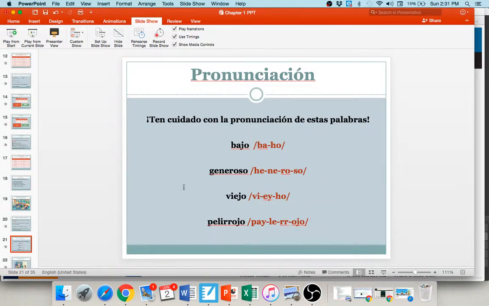Okay, be careful with some pronunciation. This is not bajo, okay, this is bajo. This is not generoso, this is generoso, so be careful, generoso. And any of these little hard to pronounce words, I've always given you some little keys over here to the right as to how to say those, so that should make your life a little bit easier there.